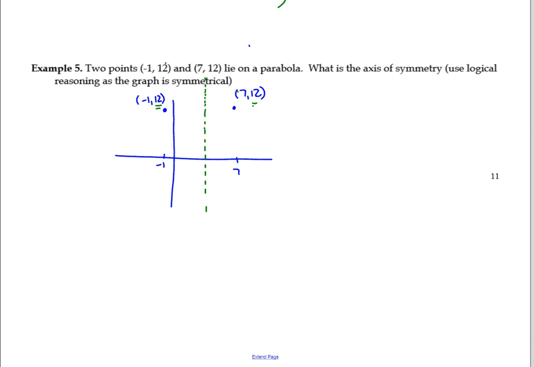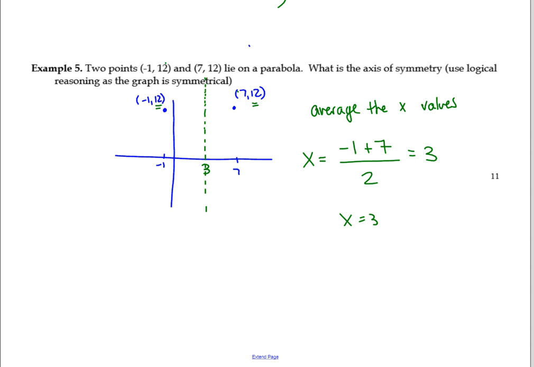So, if the y values are the same, can we get the axis of symmetry? Yeah, how do we do it? Average the x values. Okay, if the y values are the same, we just average them. We want halfway between. So -1 plus 7 divided by 2. I don't trust myself. Did you get 3? Okay, x equals 3 would be halfway. Does that make sense? 4 away. 3 plus 4 is 7. Then 4 away to the left brings you to -1. That's halfway. So that's how we get it.